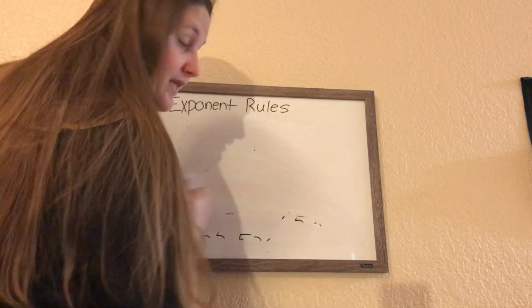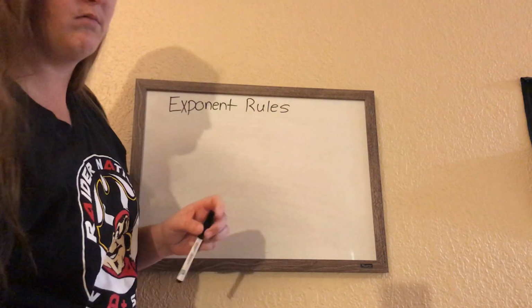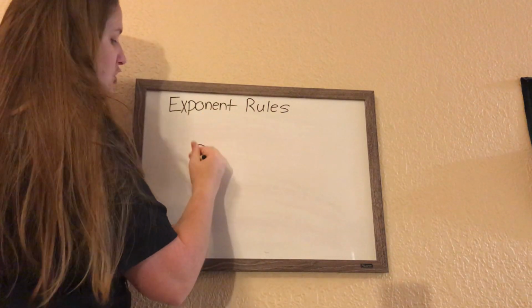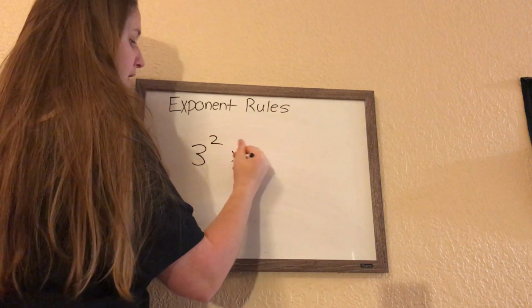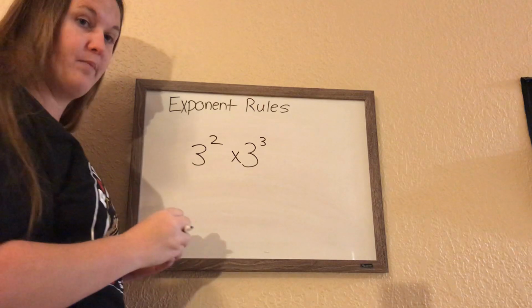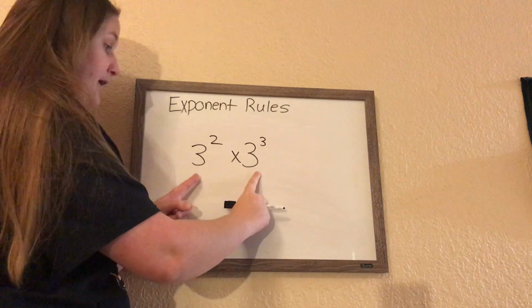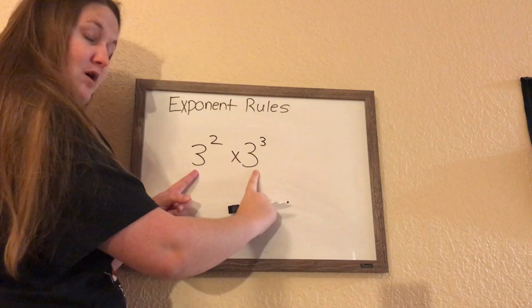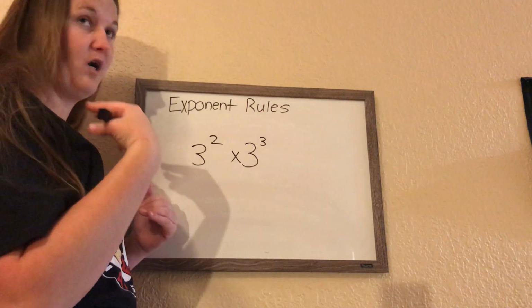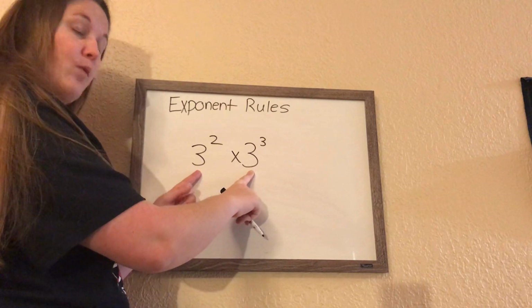This only works when the numbers have the same base. Okay, so if I have 3 squared times 3 cubed, or 3 to the 3rd power. So the bases are the same, okay? If this was a 3 and that was a 4, are they on different bases? It would not work, okay? But since the bases are both 3's, it can work.